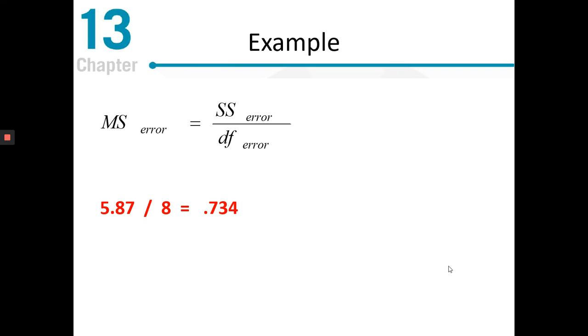Mean squares error, it's the new one. So we take our new sum of squares error divided by our new degrees of freedom of error. We just plug in the numbers and we get the mean square error.